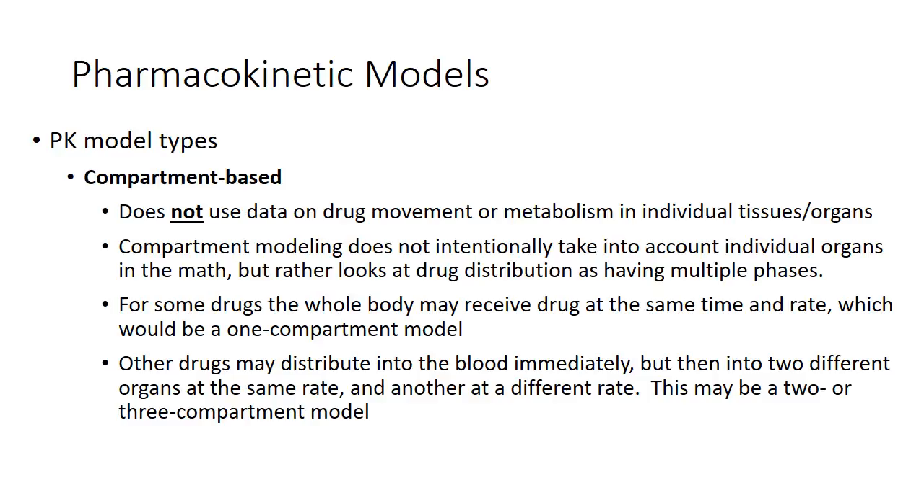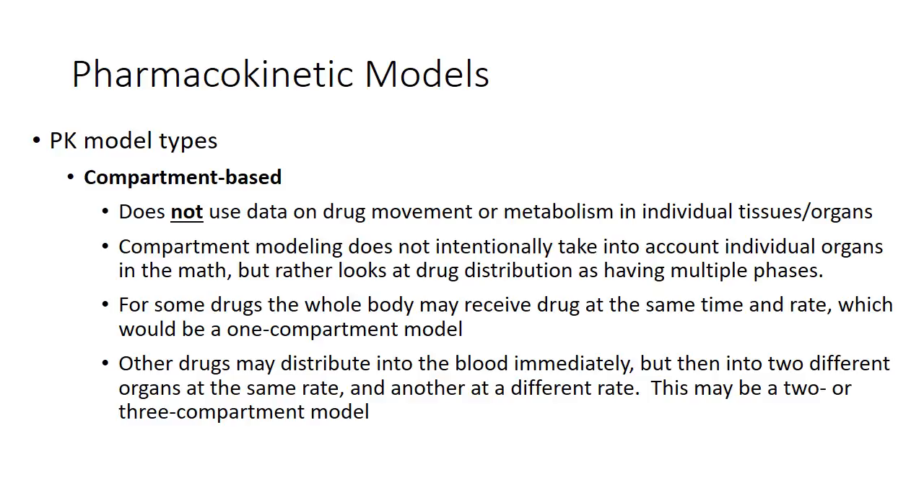However, there are drugs that distribute into the blood immediately, but then into, for instance, two different organs at the same rate, and then another organ at a different rate. And this is just one example. So what this is saying is that if a drug goes into the blood immediately, but then it goes into another organ slower, and then another organ at a different rate, every one of those different rate constants for each distribution phase is going to be considered a different compartment.